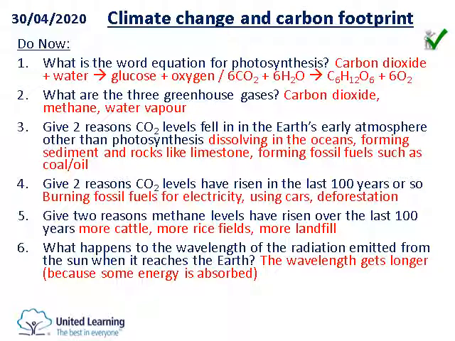For number 4, give 2 reasons carbon dioxide levels have risen in the past 100 years. That is talking about burning fossil fuels for electricity in factories, for example, using cars more, and increased deforestation. If you wanted to develop your answer about deforestation even further, you can talk about reducing the amount of photosynthesis which is taking place, and obviously photosynthesis removes carbon dioxide from the atmosphere.